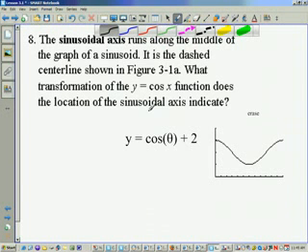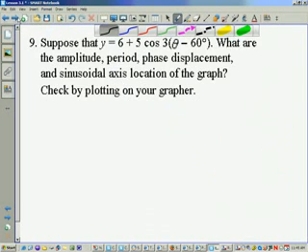Question 8. The sinusoidal axis runs along the middle of the graph of the sinusoid. It is a dashed center line shown in figure 3.1a. What does the transformation of y equals cosine of x function do to the location of the sinusoidal axis? So if we take a look at this function here, that moves that up 2, because you can see now that that's the sinusoidal axis. So that plus 2 just moves the sinusoidal axis up 2.